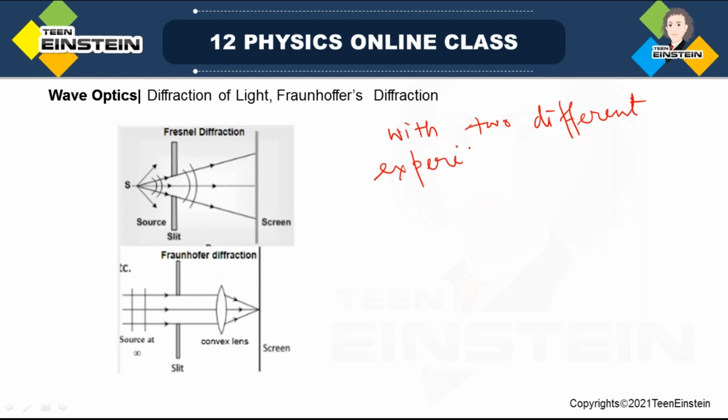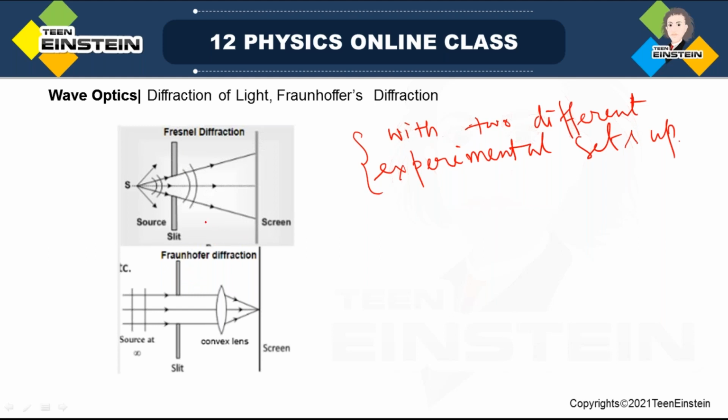Different experimental setups. According to the setup used, the diffraction patterns will be a little bit different in shape and size, etc. So that's why there are two different types of diffraction. Experimentally we can see one is called Fresnel's diffraction, another one is called Fraunhofer diffraction.